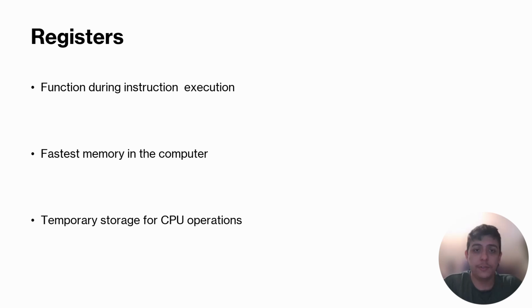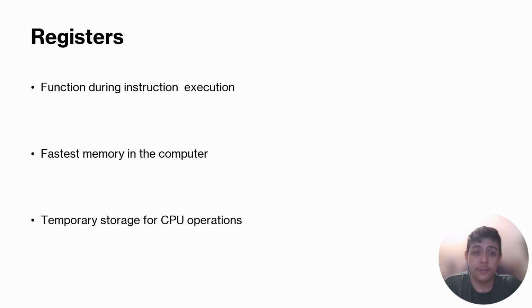Registers are the smallest and the fastest memory units in a computer system. They are located directly inside the CPU and are used to temporarily store data that the processor is currently working with. Because they are built into the processor itself, the registers can be accessed almost instantly.